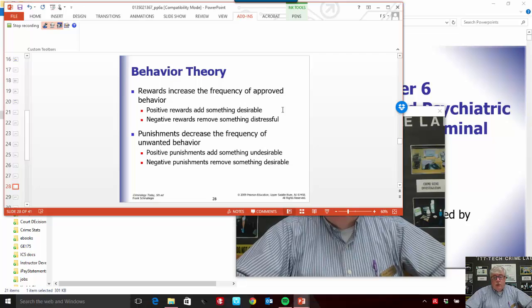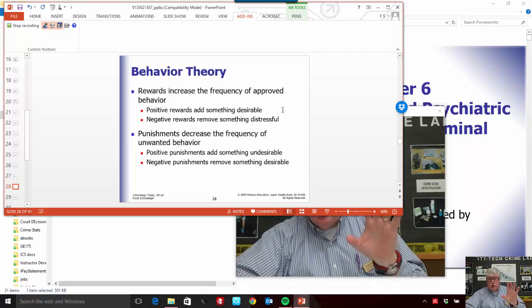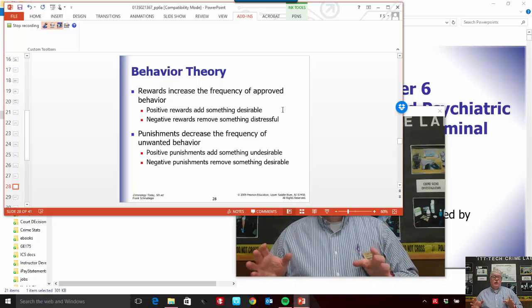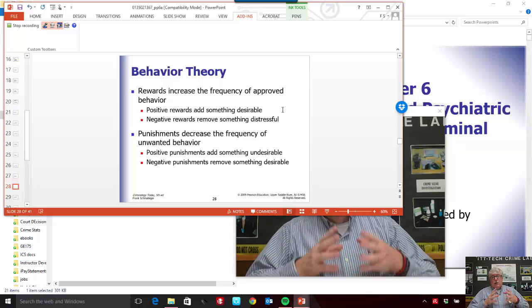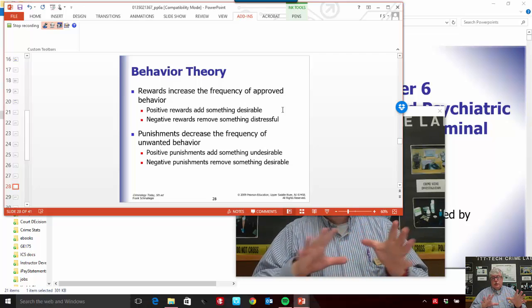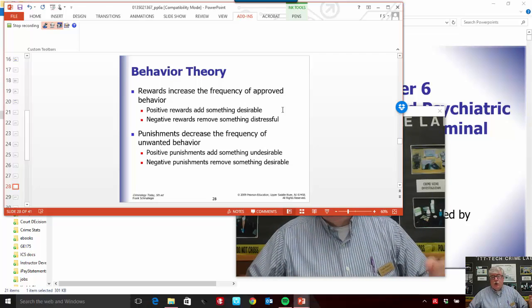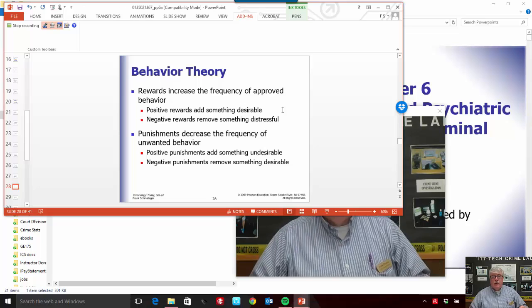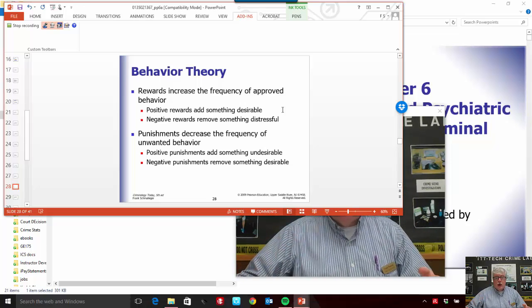Again, rewards increase the frequency of behavior. Now, this is a concept that people usually have trouble with, the concept of rewards and punishment, and positive and negative. When we're thinking about positive and negative in this particular item, we're not talking about something good or bad. Positive, negative, think about math. Positive means we add something, negative means we take something away.